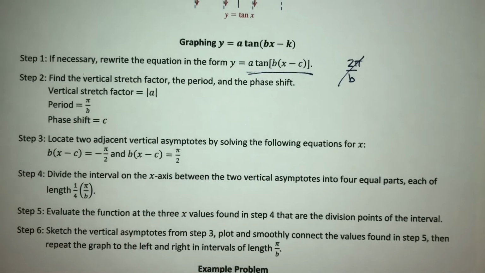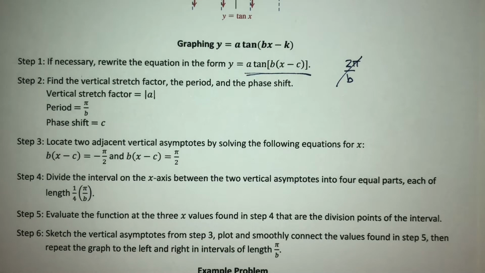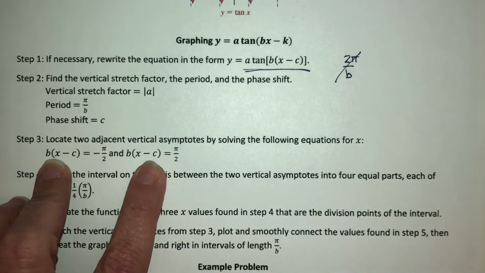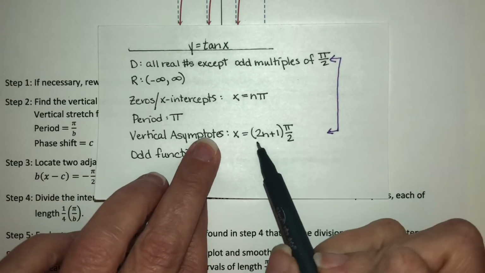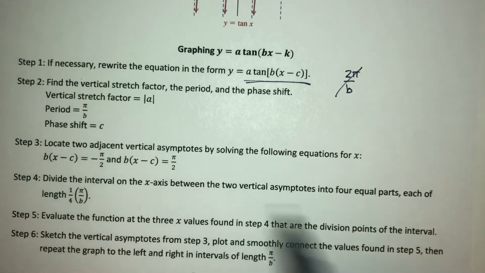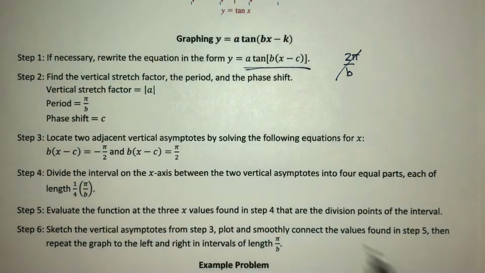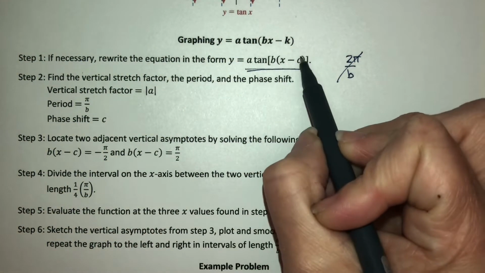So after we found these, we need to talk about where our vertical asymptotes are. Okay? And we know that we have vertical asymptotes at odd multiples of pi over 2 whenever your argument is an odd multiple of pi over 2. Here's our whole argument right here, the bx minus c, b times x minus c.